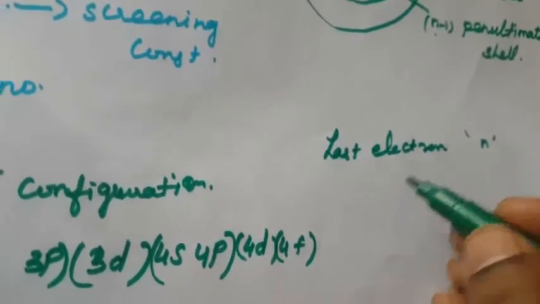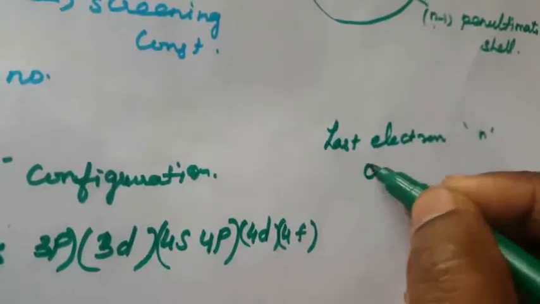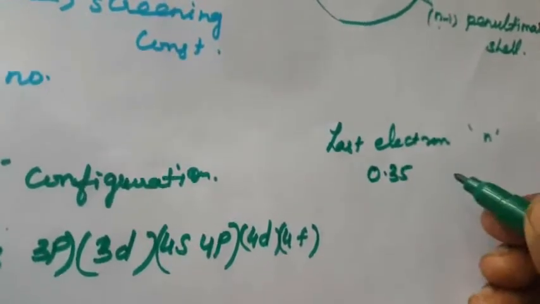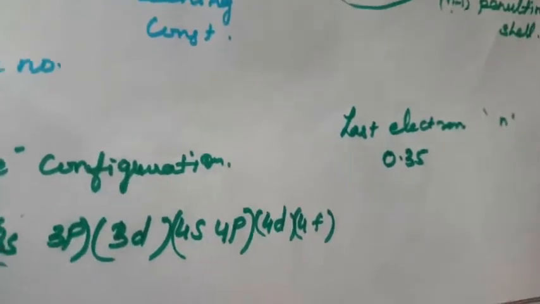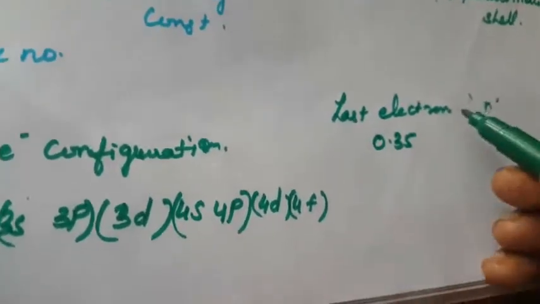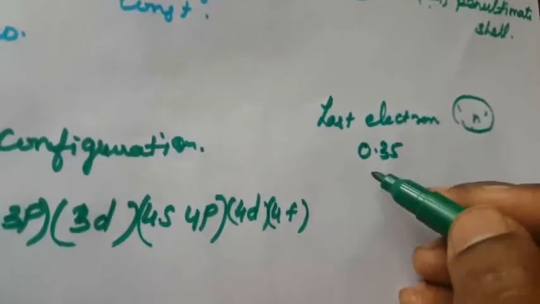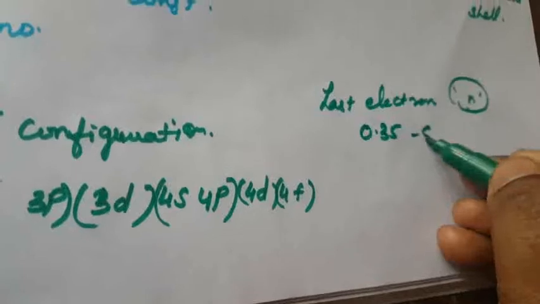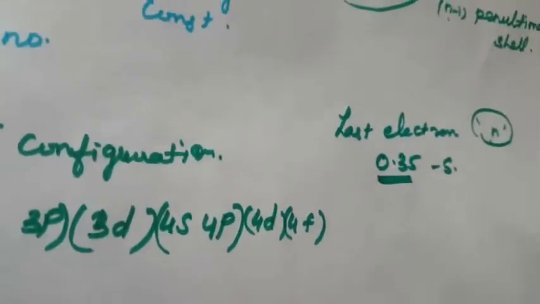Okay, last electron. The shielding value for the last electron in the nth shell is 0.35 unit charge. For the 1s electron, however, it is 0. Suppose the nth shell's last electron is there, the unit of nuclear charge, the screening constant value, is 0.35.